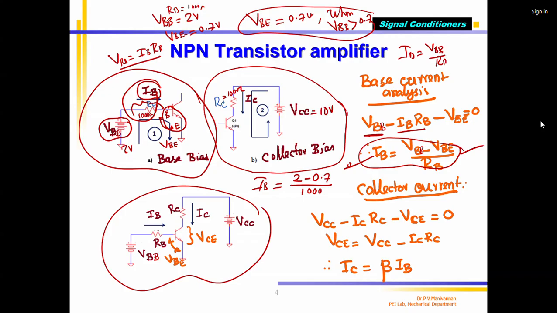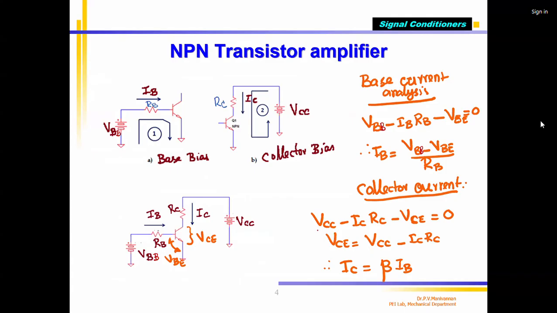Next thing is the collector circuit, IC, correct? This circuit is a collector circuit. What is the voltage you are applying? VCC. VCC minus the voltage across this resistor, IC into RC, is called as VC. I am writing as it is: VCC minus IC into RC minus the voltage across collector and emitter. This voltage is called VCE. This voltage called VBE, I told you, base and emitter. It is called VCE.